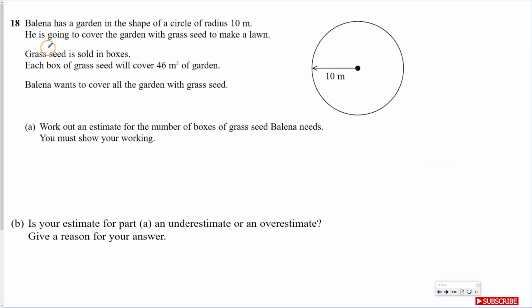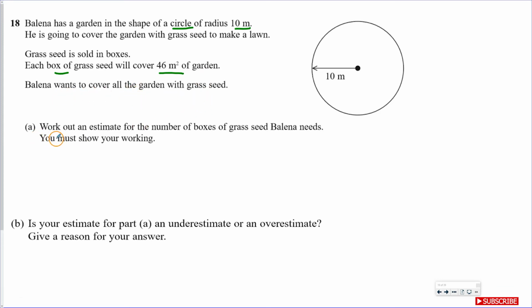Right, for question 18, we are told Belina has a garden in the shape of a circle of radius 10 meters. He's going to cover the garden with grass seed to make a lawn. Grass seed is sold in boxes. Each box of grass seed will cover 46 meters squared of garden. Belina wants to cover all the garden with grass seed.